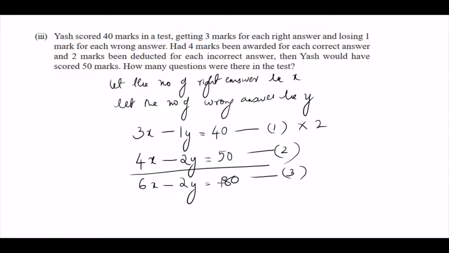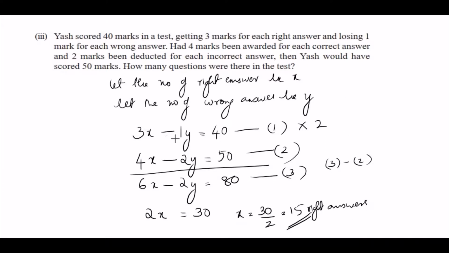So now when you check these two equations, that is the second and third equation, you can see the coefficient of y variable is the same. So when you subtract the second equation from the third equation, you can eliminate the y variable. So our equation will be 6x minus 4x, that is 2x, minus 2y plus 2y, so y will get cancelled, is equal to 80 minus 50 is 30. So x is equal to 30 by 2, that is 15. So he got x number of right answers, that is 15 right answers.